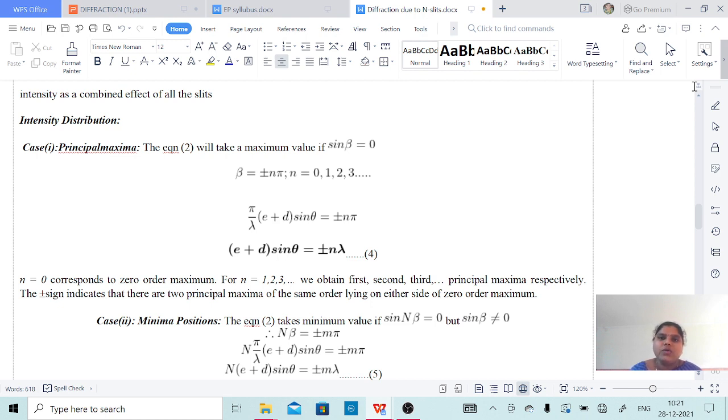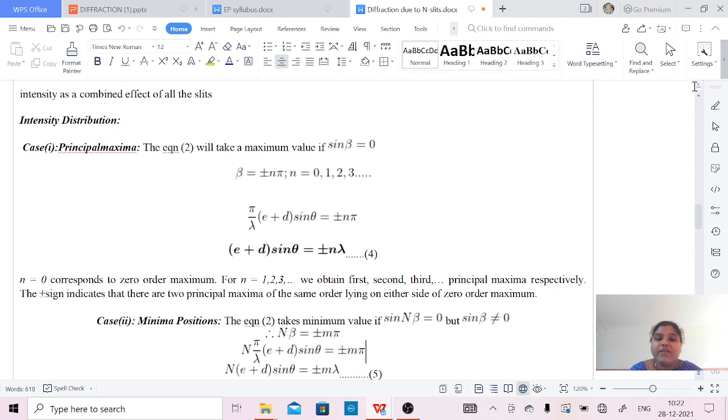We already know that there is a minima between two secondary maxima and a secondary maxima between two minima. Here the plus or minus sign indicates that there are two principal maxima of the same order lying on either side of the zero order maximum. So beside the principal maximum, we have the same order maximum on the other side. The plus or minus indicates only that.